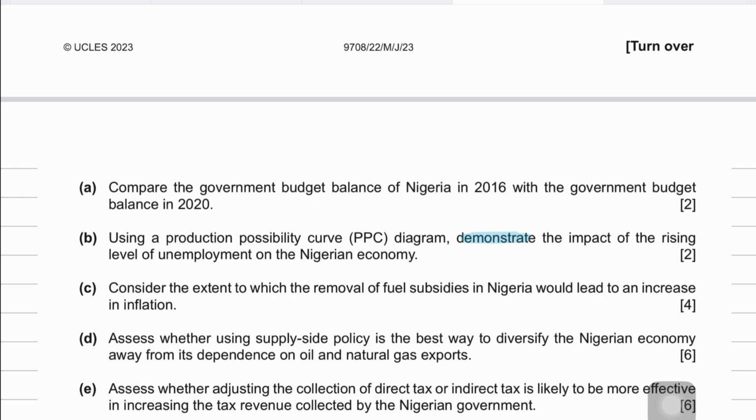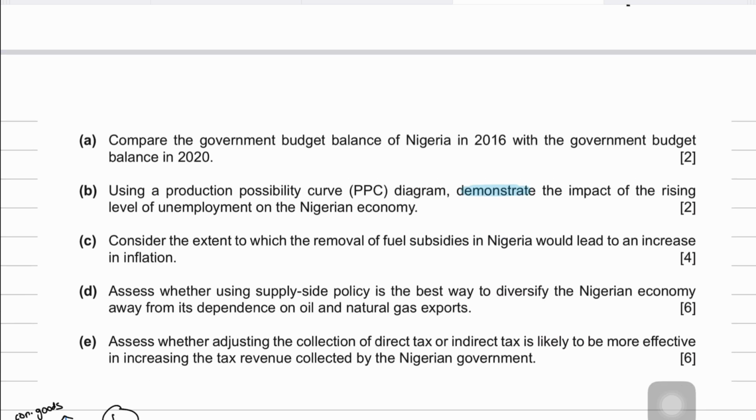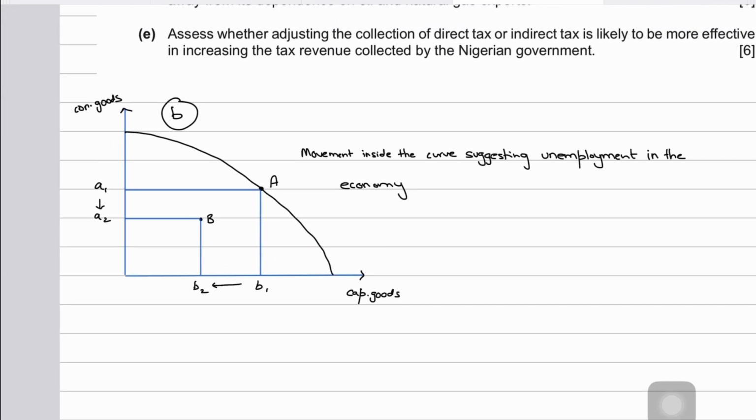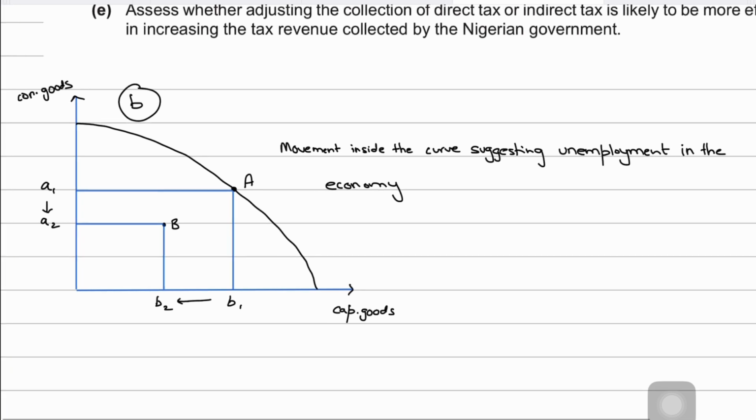You just need to draw the PPC curve and show what will happen. Obviously, there will be a movement inside the curve. You don't need to define what a PPC is. I've drawn it here, so you can see that initially your economy is at point A, and then you move to point B, because that's how you model unemployment of resources in an economy. So there would be a move.